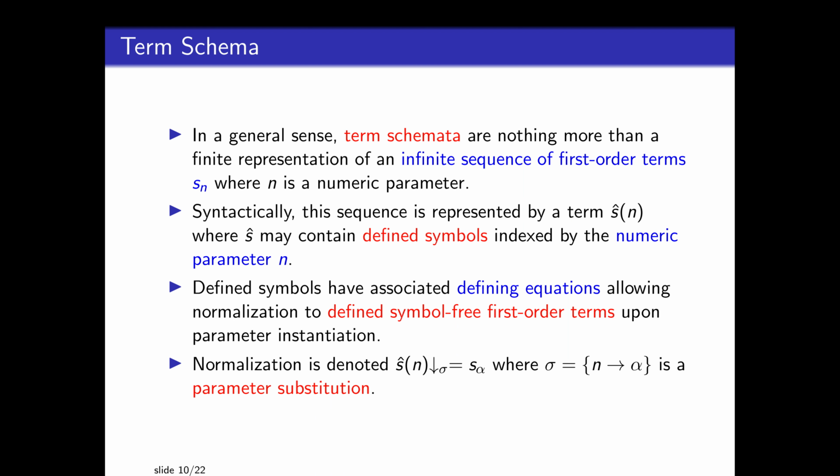So normalization is done with respect to a parameter assignment. As you can see here at the bottom, this is the normalization of the term with respect to the parameter assignment assigning n to alpha, where alpha is just some natural number. So this is actually a syntactic representation of a numeral. In this talk, I only use one parameter because it gets a bit confusing with multiple parameters. So if anyone's interested, yes, you could have as many parameters as you want. This is fully done in the paper on arXiv that we cite in the abstract.